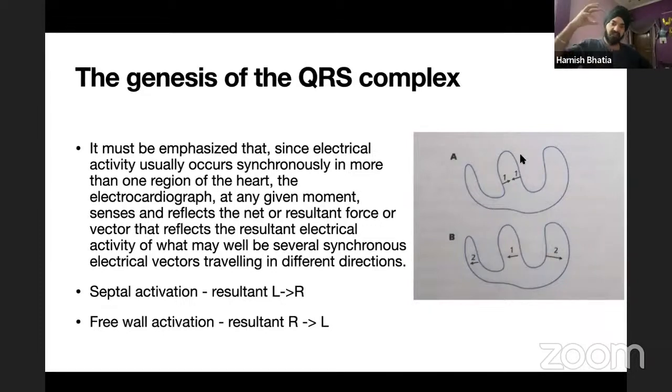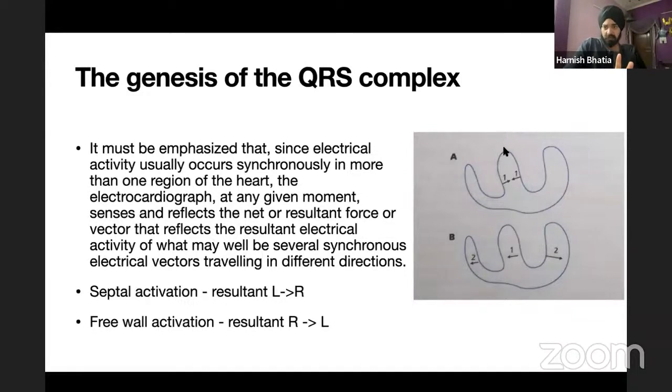Basically, when the wave comes from the SA node to the AV node, it has to travel through the bundle of His and Purkinje fibers. The sequence of activation is such that first it depolarizes from the AV node and comes to the interventricular septum. And then it travels from the interventricular septum to both the ventricles and the lateral walls, the free walls. So basically there are two phases: the septal activation phase and then the free wall activation phase.